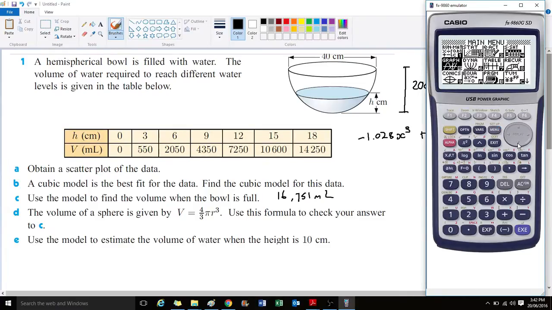The next part is use the model to estimate the volume of water when the height is 10 centimeters. So again we're just solving. What is the volume of water? So we're y calcing when x is 10. 5,251 milliliters.